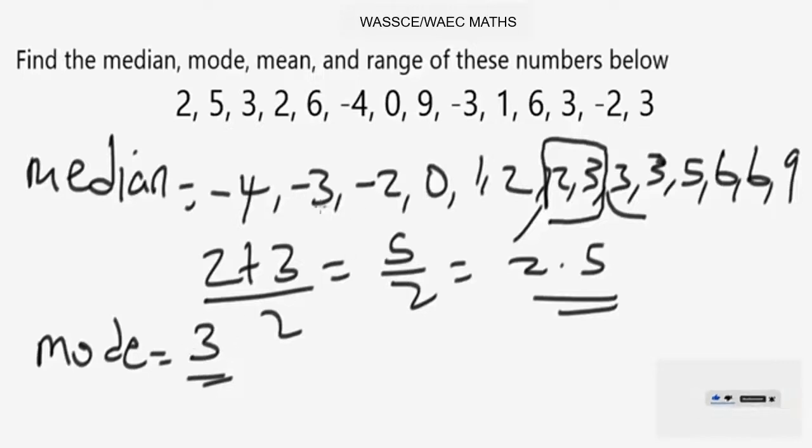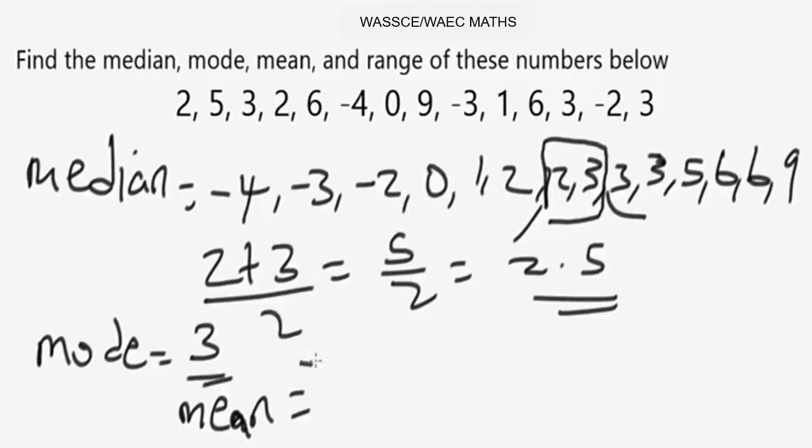Now the next one is our mean. Our mean will be, we're going to sum all the values here and divide it by the total number of values we have there.